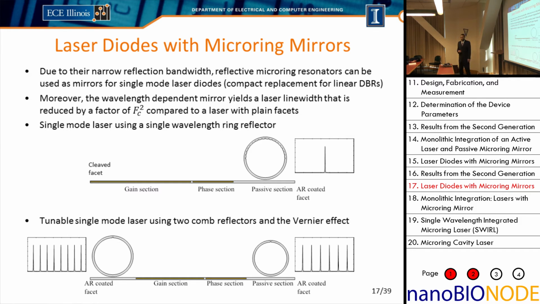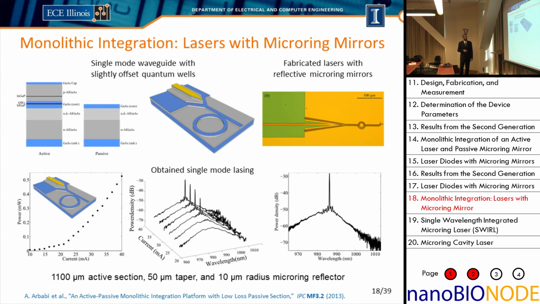So I can get quasi-continuous tuning over a large wavelength range by using the Vernier effect if I can get the free spectral range to be different for the two different mirrors. So this is one application we're interested in. We haven't fabricated any of these devices. I'll talk about this device because we have that fabricated.